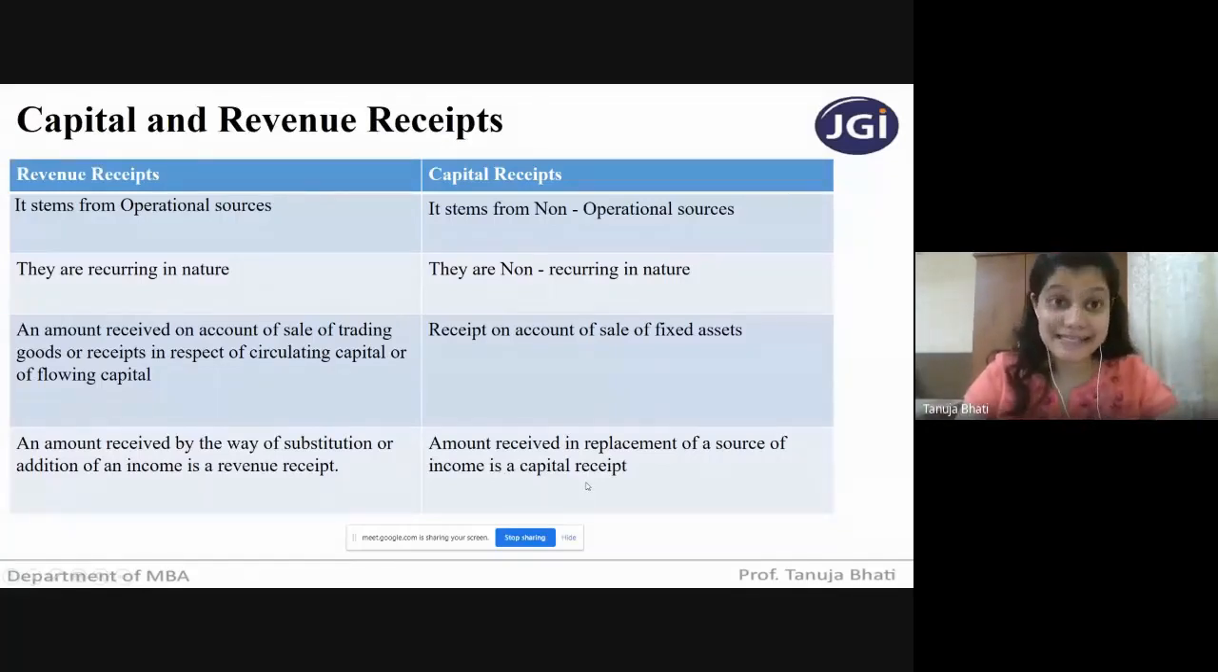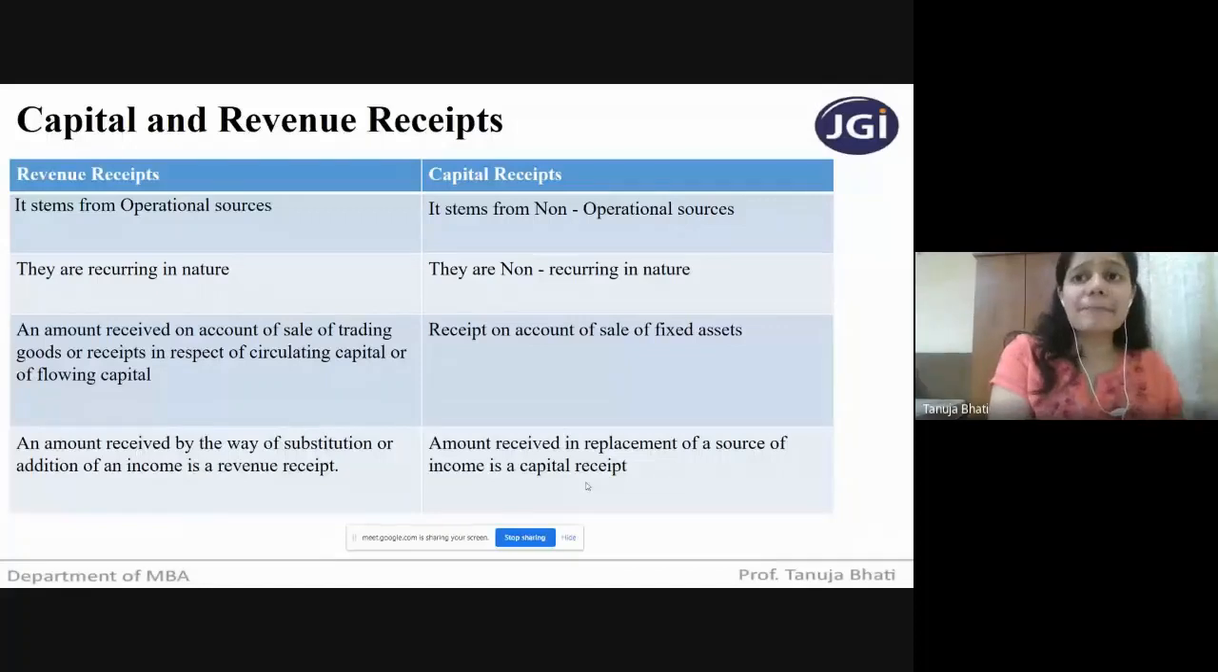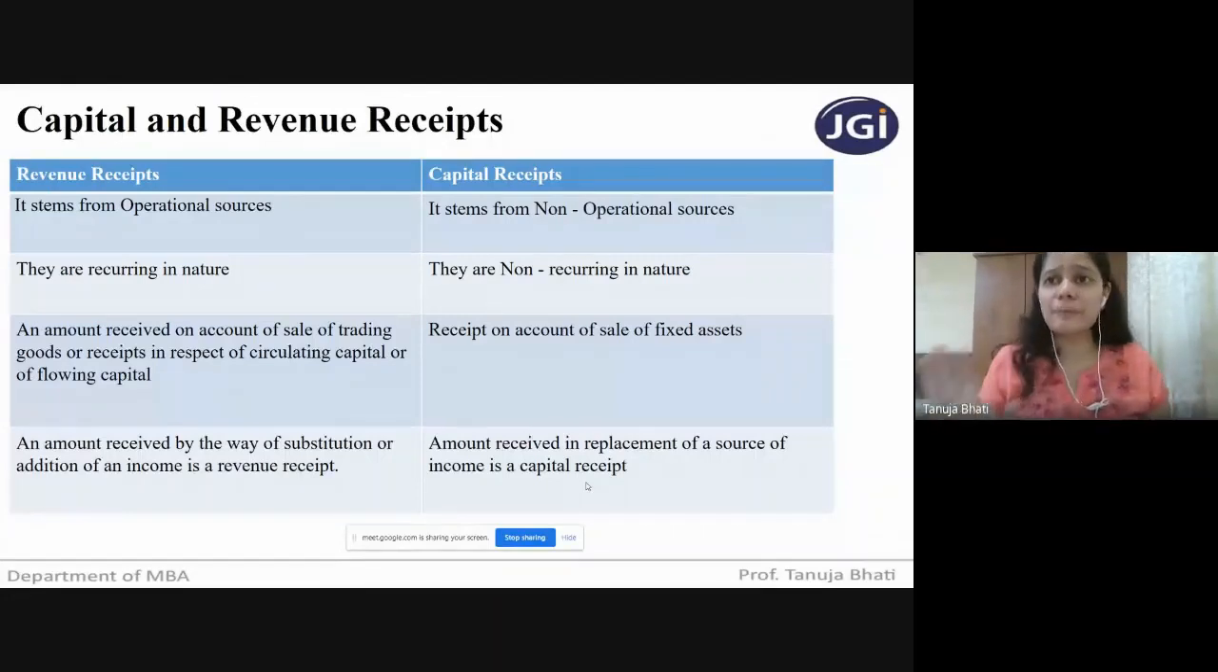Suppose, it is just an example, replacement of a source. I'm working in Jain College of Engineering and I decide that I want to terminate my services. So I go tomorrow and inform the principal I want to terminate the services. As an employee, if I immediately terminate, I have to pay compensation. So the principal says you have to pay such and such amount because you're leaving without a prior notice.